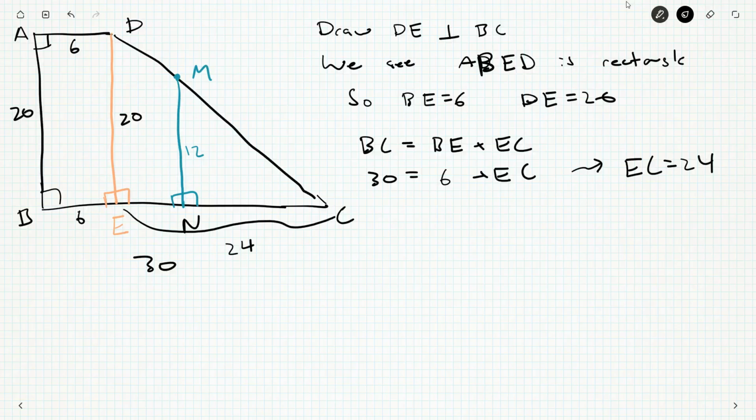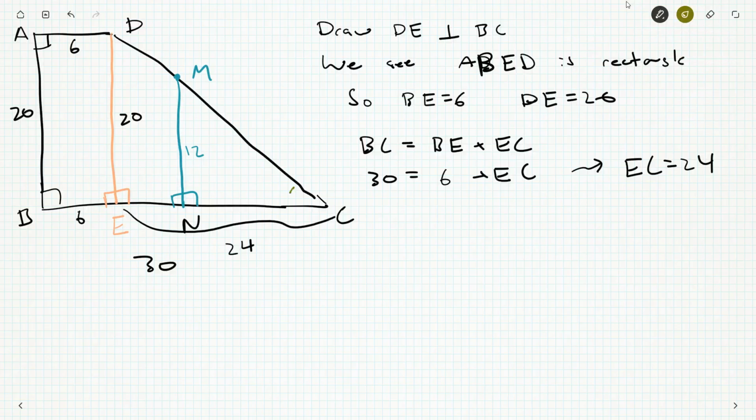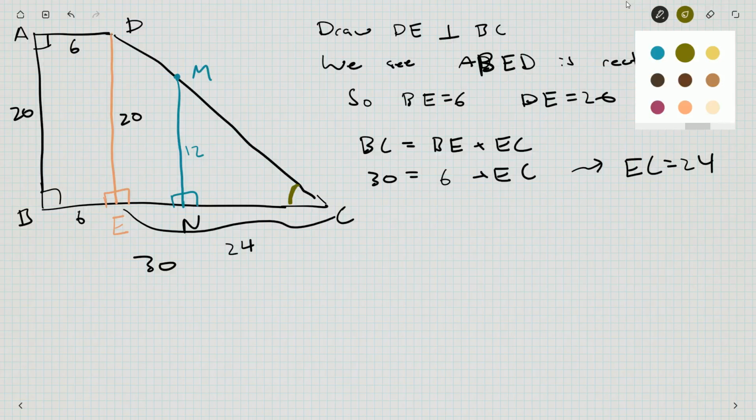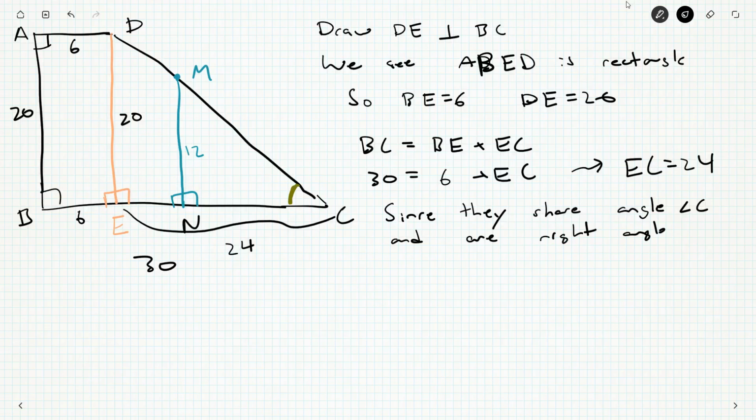Okay. So 20, 24, but this is similar. This is similar because we've got this angle, they're olive green, and we got this angle right here and two common right angles. So I'll say since they share angle at C and are right angled, we see triangle DEC is similar to triangle MNC.